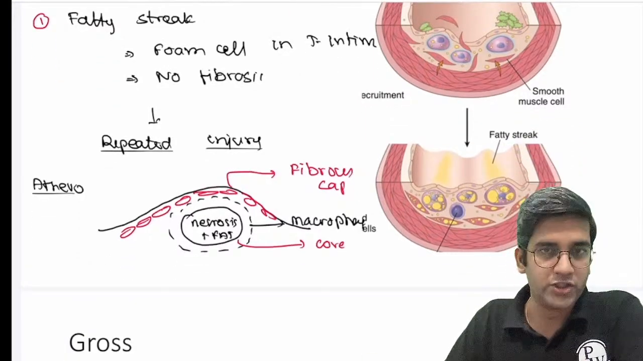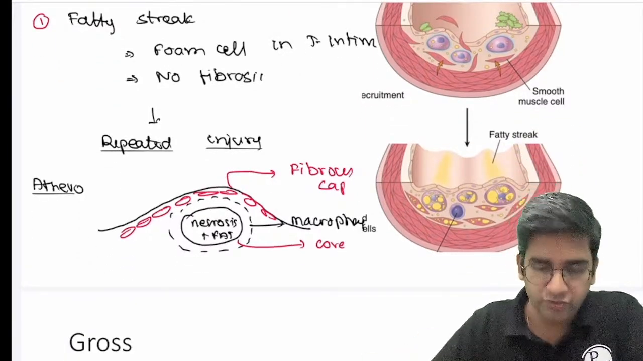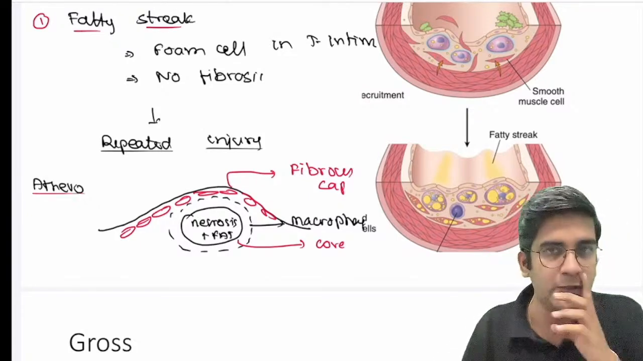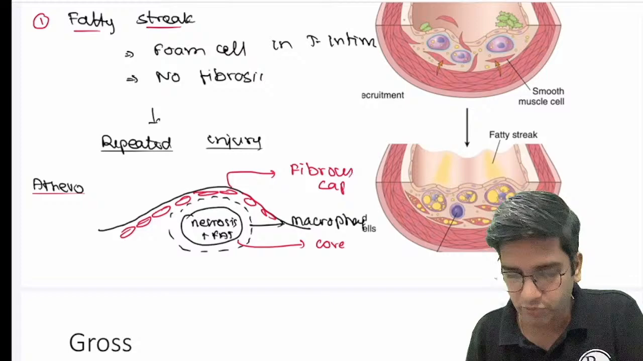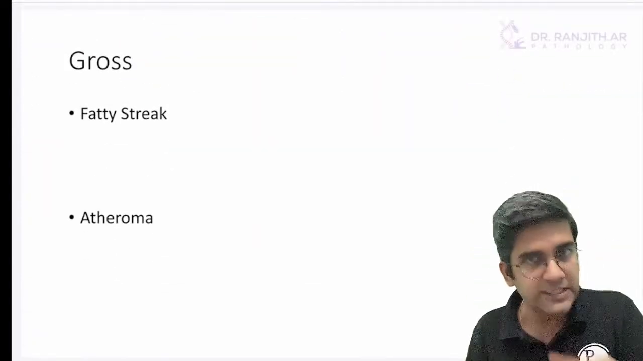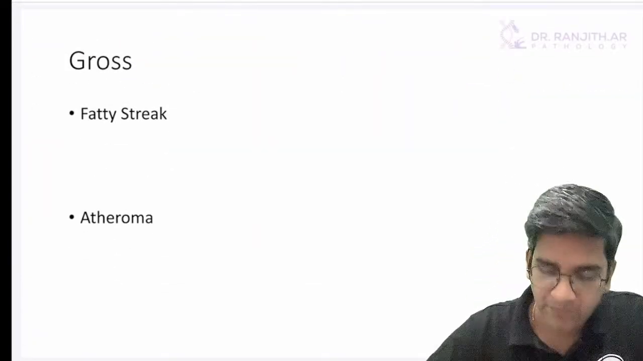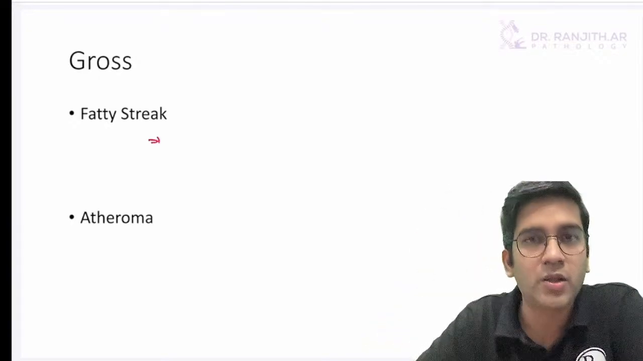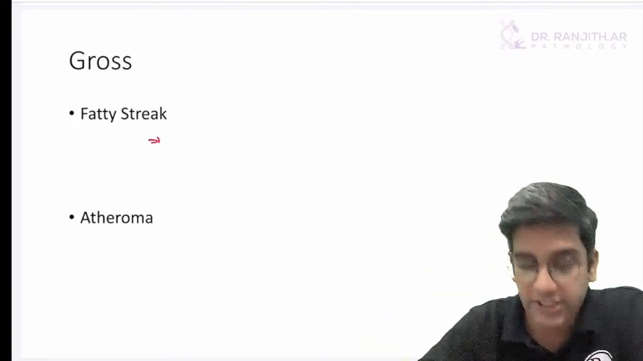So now let's look at the gross. In gross, again, I have two things here. One is the fatty streak, just a simple normal thing. The other is atheroma, or a well-formed atherosclerosis. Whenever you write the gross, again the same thing, fatty streak and atheroma. Will the fatty streak be flush with the surface or will it be elevated? What do you think the fatty streak will be? It's a very initial surface change, right?